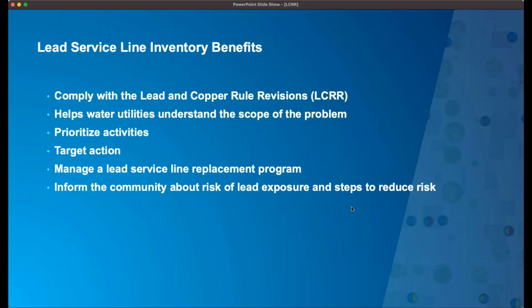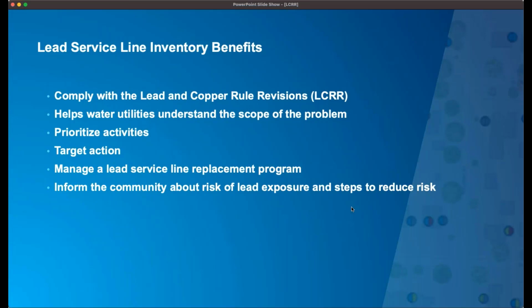But beyond that, service line inventories are really valuable tools. They help you understand the scope of the problem. Without an inventory, you have no idea how big of a problem lead service lines are in your service territory and really where they're a problem. And there are definitely geographic patterns that will emerge as to where lead service lines are a problem in typical water utility service areas. It's also a guide to help you prioritize your activities and target your replacement actions.